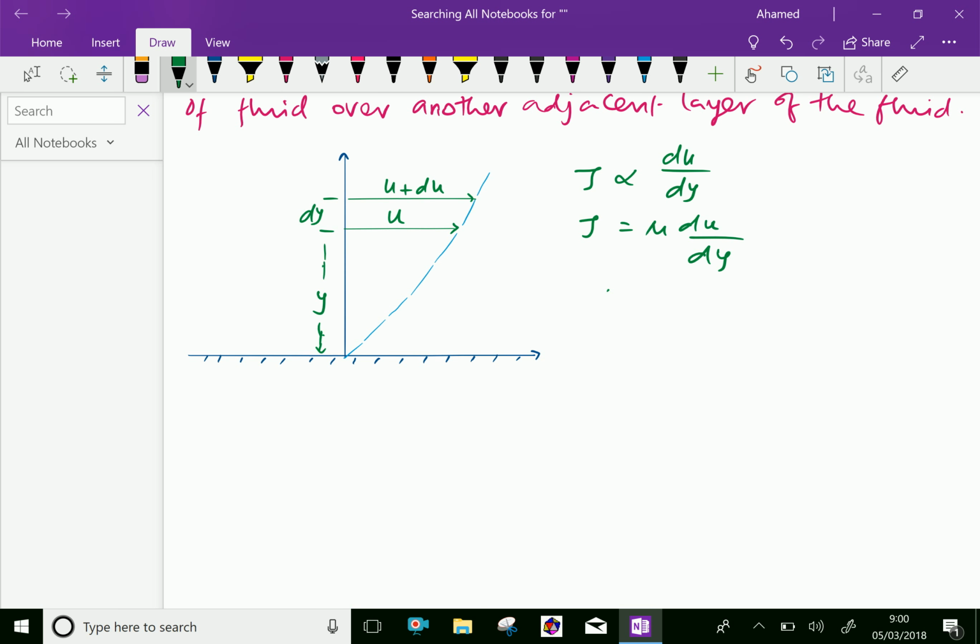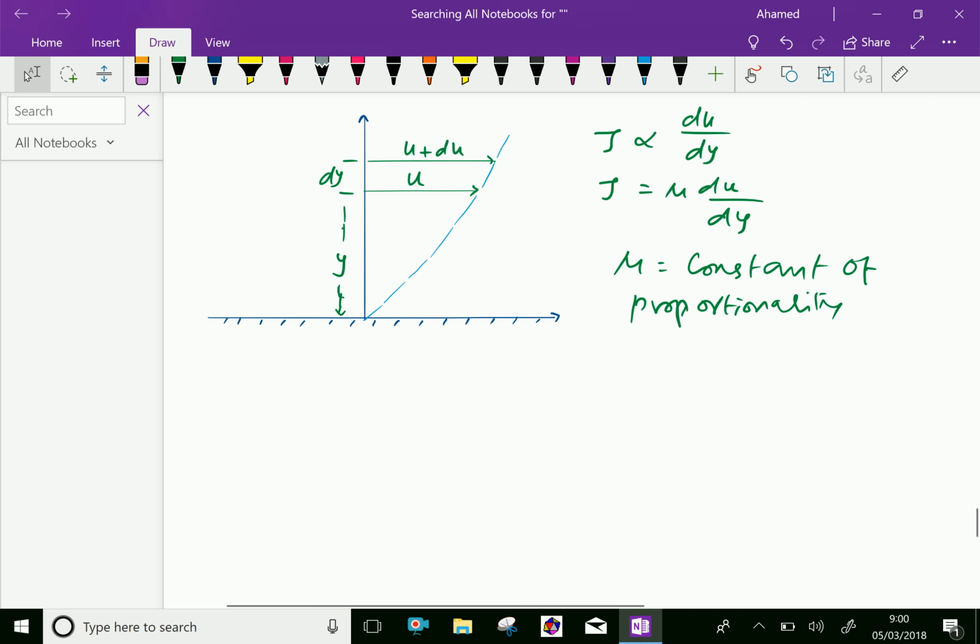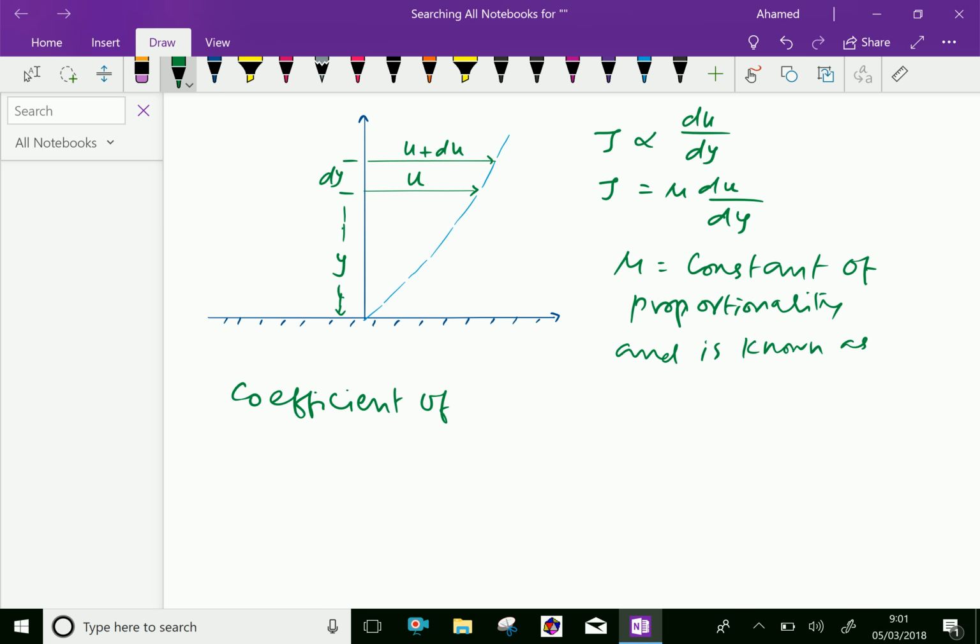Now here the mu is called the constant of proportionality, and is known as the coefficient of dynamic viscosity, and simply it is called viscosity.